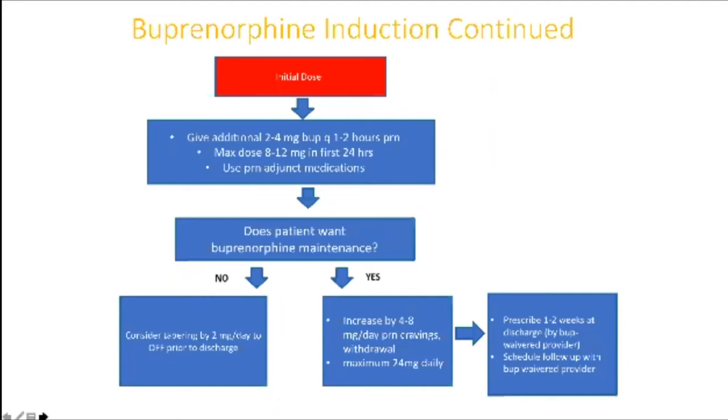And then at discharge, you want to prescribe a bridge prescription depending on when their appointment is. If they're able to get one within a week, you can give them a week's supply. If there's more of a wait at the particular referral provider or clinic, you can give up to 2 weeks. And then you would schedule follow-up, ensuring that there's a provider who's X-waivered at the site.